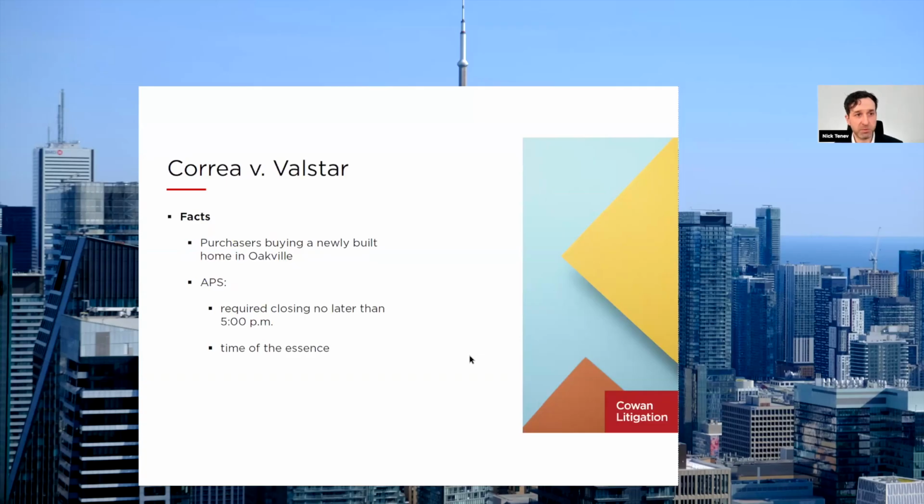So it was a new build purchase in Oakville. What happened is the APS required the closing funds by 5 p.m. on the closing date, and it said time is of the essence. Again, this is a new build. Time is of the essence. Have your money by 5.